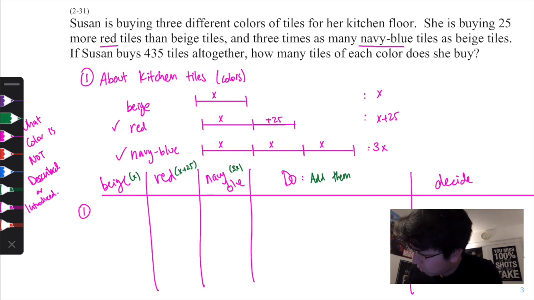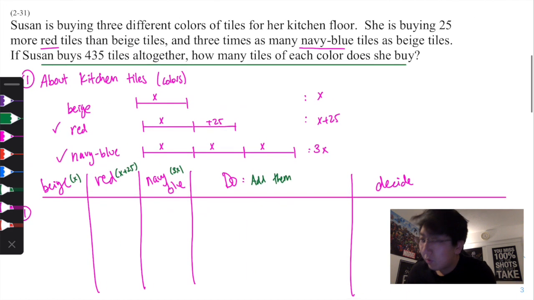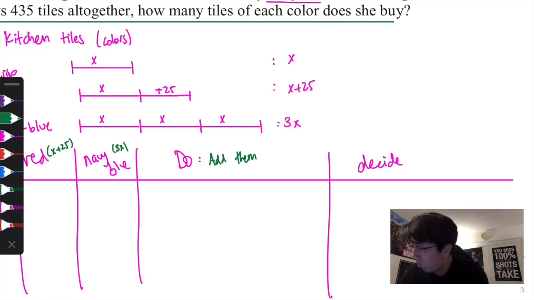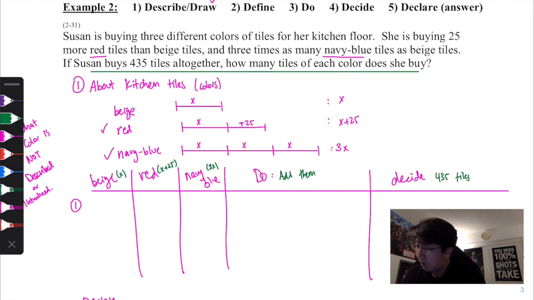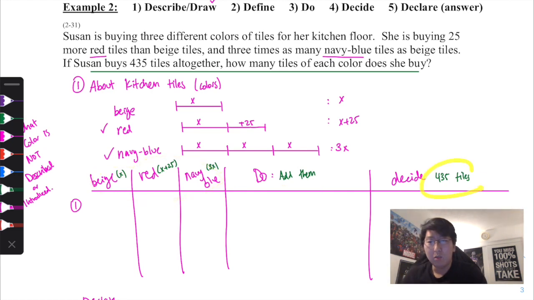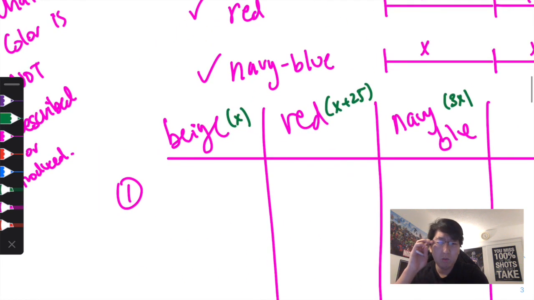Susan buys 435 tiles altogether. So it has to equal 435 tiles altogether. So if we take these 3 and we add them, it should equal 435. So let's go ahead and take a guess, right? We could guess any number here. Let's try guessing 10, like we did for the last one, why not?